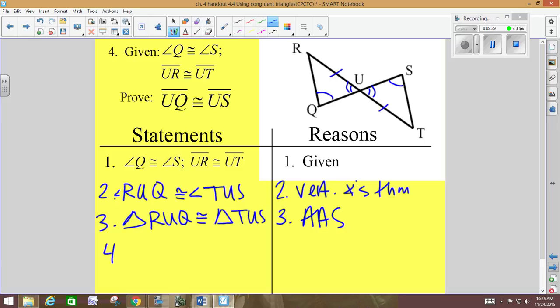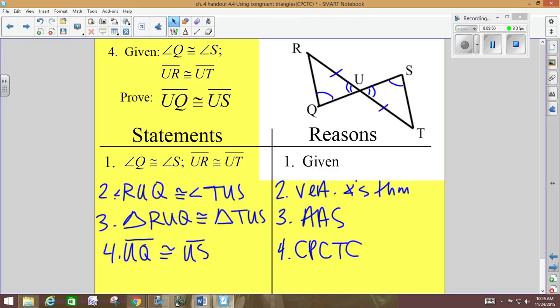And then therefore UQ is congruent to US because corresponding parts of congruent triangles are congruent. Questions? Cool.